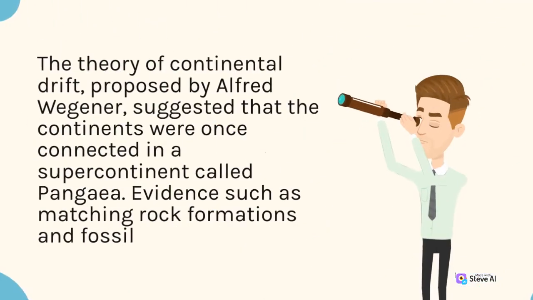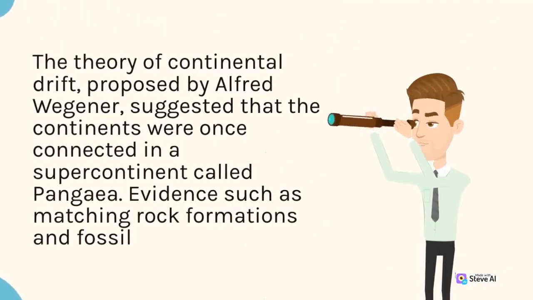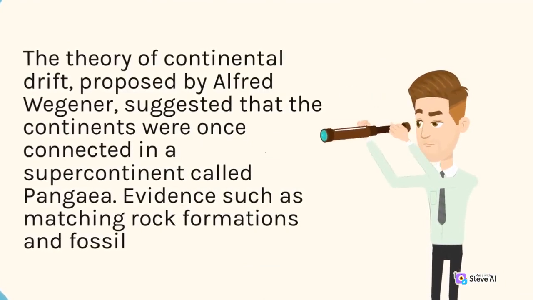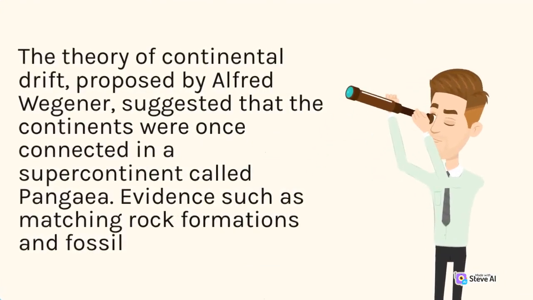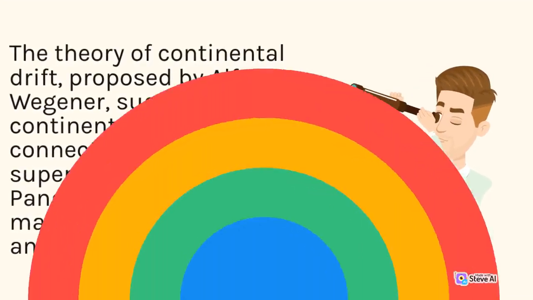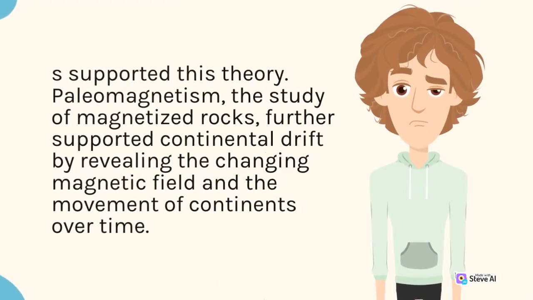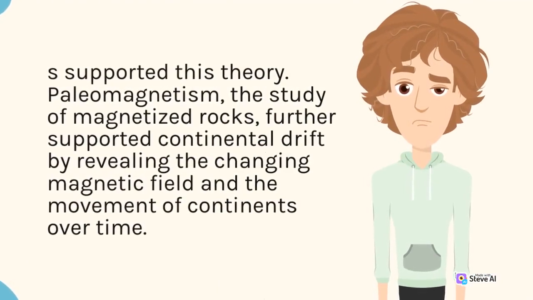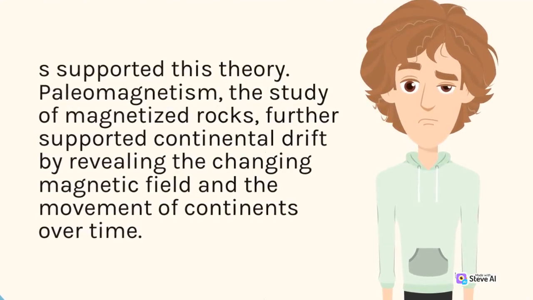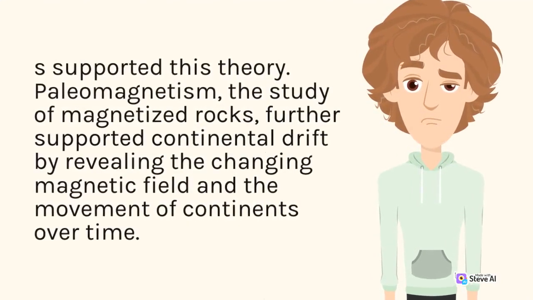The theory of continental drift, proposed by Alfred Wegener, suggested that the continents were once connected in a supercontinent called Pangaea. Evidence such as matching rock formations and fossils supported this theory. Paleomagnetism, the study of magnetized rocks, further supported continental drift by revealing the changing magnetic field and the movement of continents over time.